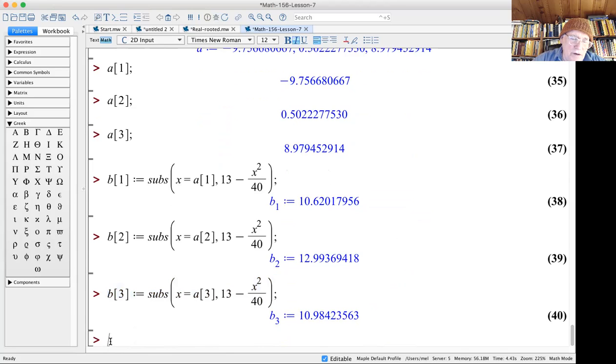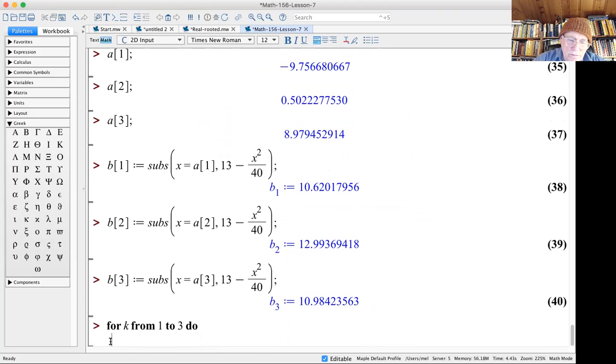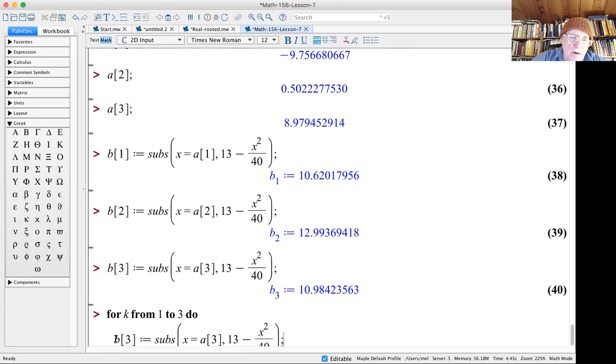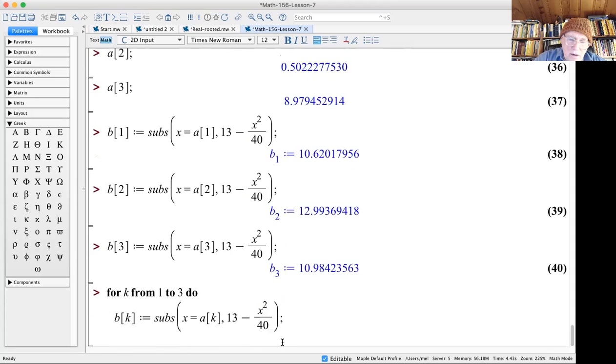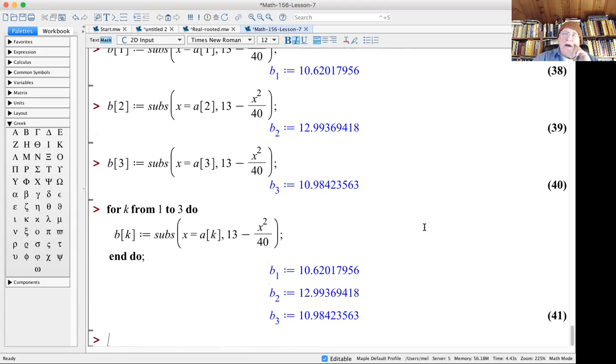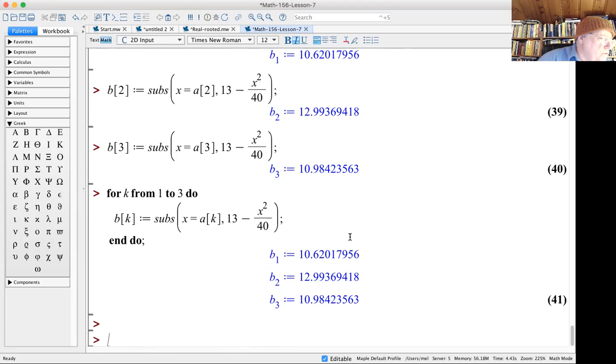I could also have written a loop for this. I could have said for k from 1 to 3 do. And what I want to do is compute b sub k. I need my end do. I know I just get the 3 numbers all at once. It's purely a matter of choice how you do this.